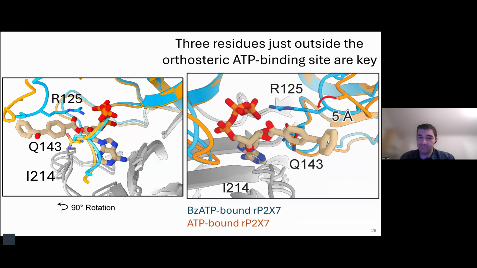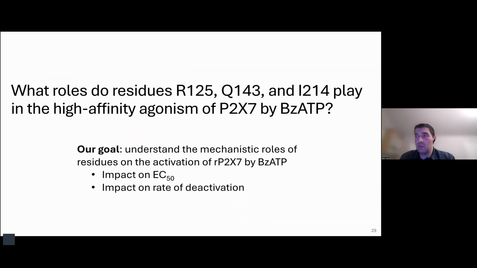So after figuring out what residues are important for BCHB binding, we next wanted to determine what role each residue plays in the high-affinity agonism of P2X7 by BZ-ATP. So specifically, we wanted to understand the impact of each residue on the EC50 as well as the rate of deactivation.